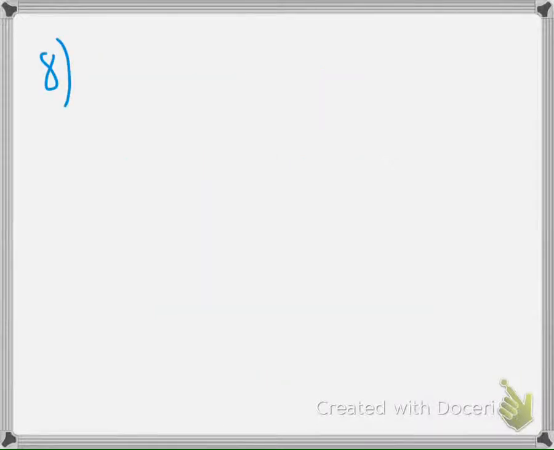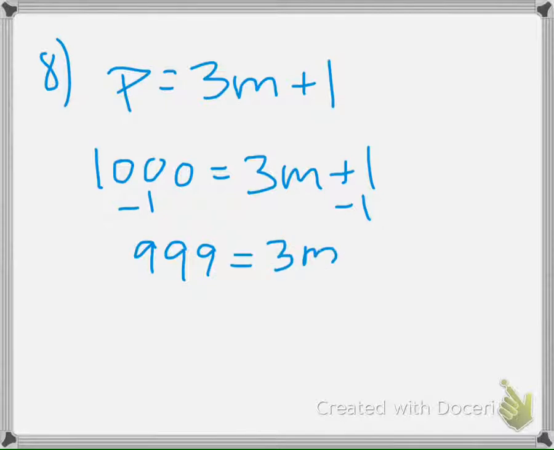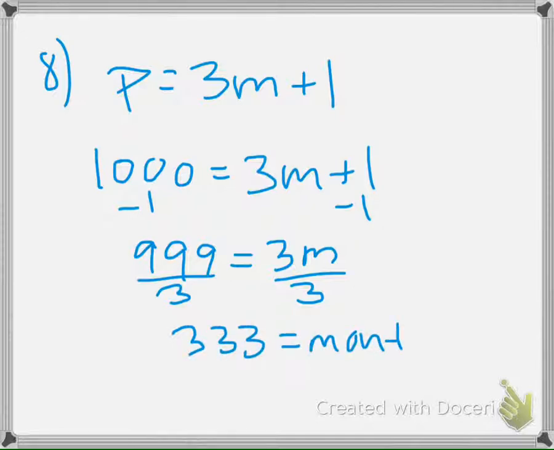Okay, number 8. I'm going to use my equation again. Okay, show how long it would take Damon to get 1,000 puppies. This time they're giving me puppies, 1,000. So I'm going to replace the P with 1,000 and solve for months. To subtract 1 on both sides, I get 999 equals 3M. Divide by 3 on both sides. I get 333 months.